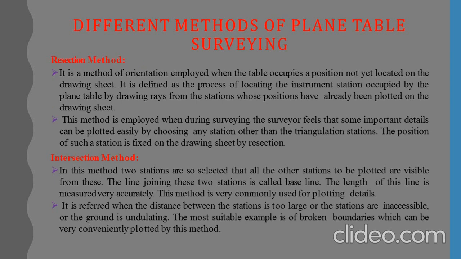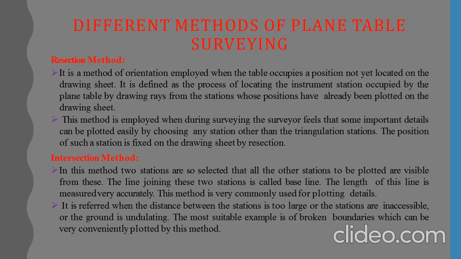I have also added another two types of methods of conducting the plane table survey. This is the resection method. It is a method of orientation employed when the table occupies a position not yet located on the drawing sheet. This method is employed when during the surveying the surveyor feels that some important details can be plotted, usually by choosing any station other than the triangulation station.